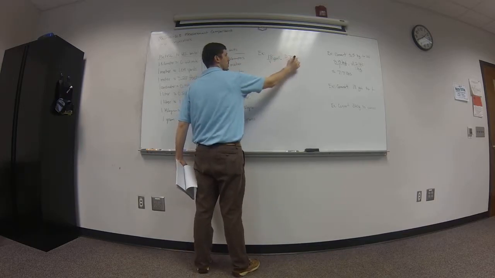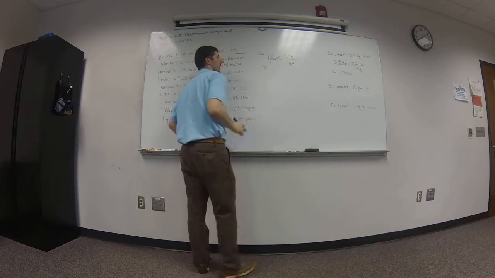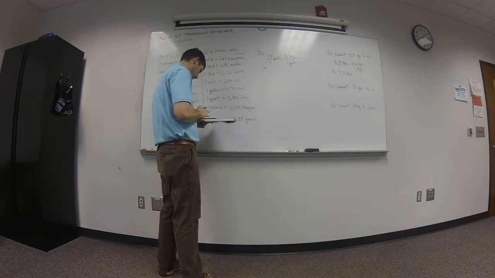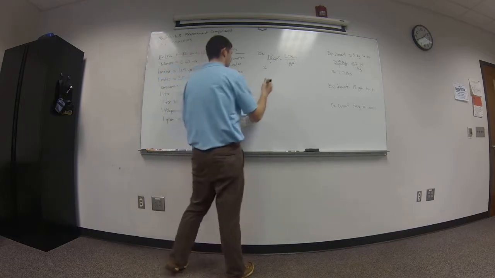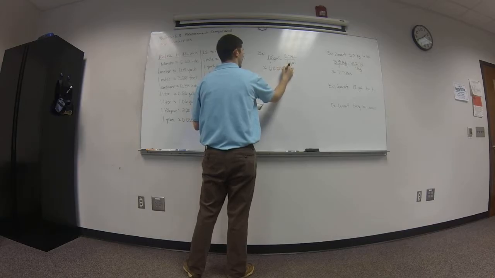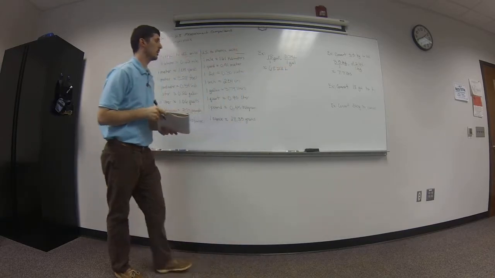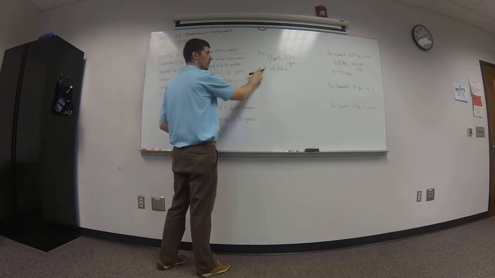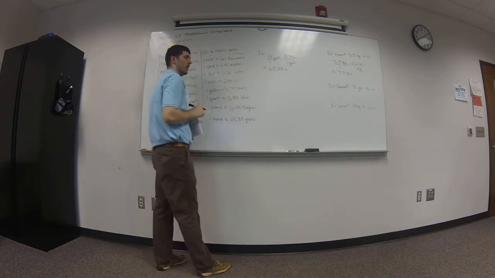My gallons cancel. Now multiply 18 times 3.79, and we get 68.22, and our new unit is liters. All right, so hopefully you were able to get that one. And remember, it is important that we use our approximately sign instead of our equal sign.